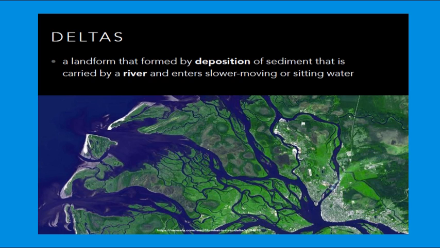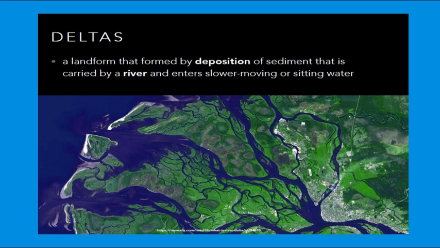All right, so they deposit sediment that's carried by a river as it enters slow-moving or sitting water. Okay, so when you're thinking about a delta, you have to think about where the river starts. Most rivers are going to start at a higher elevation, up a mountain, and move towards large bodies of water. Gravity is going to pull them down a mountain, down a hill. And if you think about it, you know that a river going downhill is going to move faster than a river on flat land. Okay, so think about it like that.